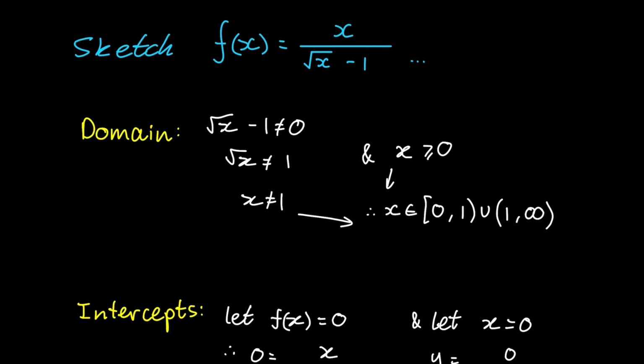So it's a four-step process. We find the domain. We then look at intercepts and asymptotes, and then intervals upon which our graph is increasing, decreasing, positive, negative, and concave up and concave down.